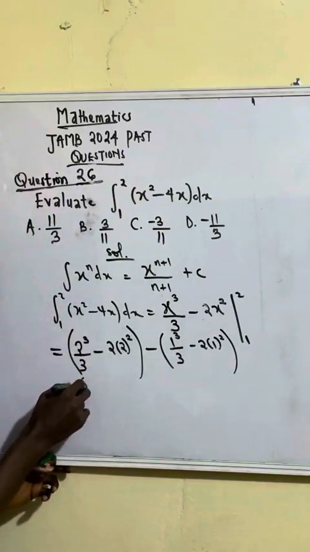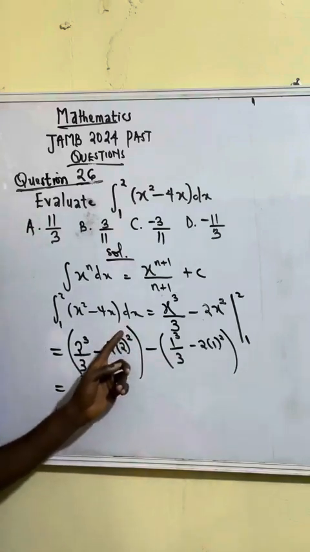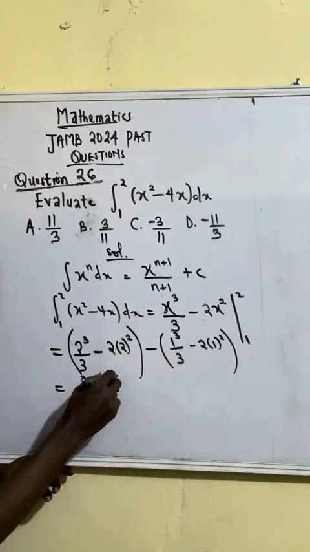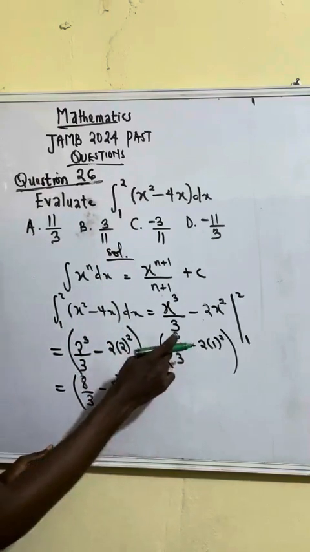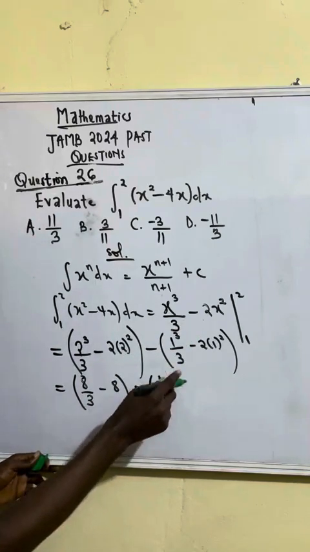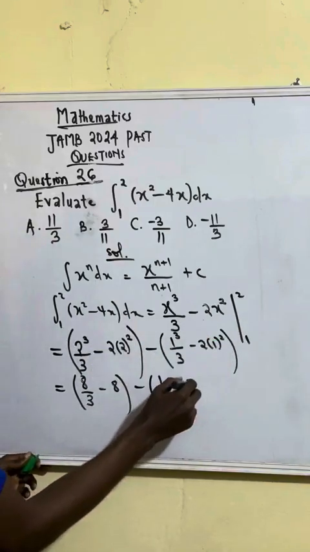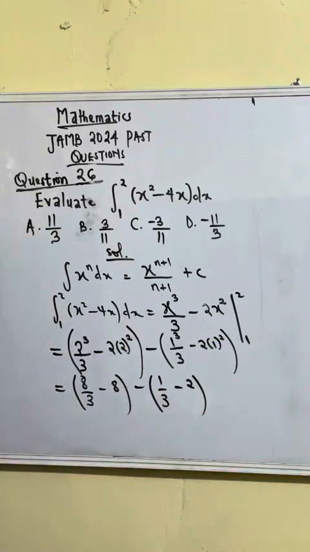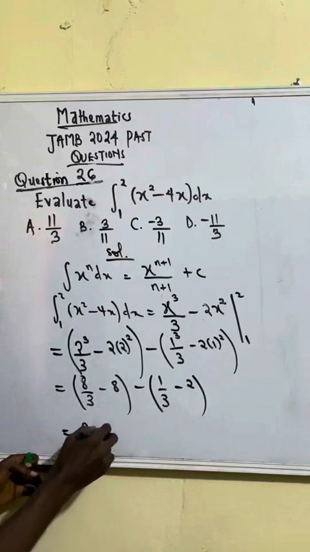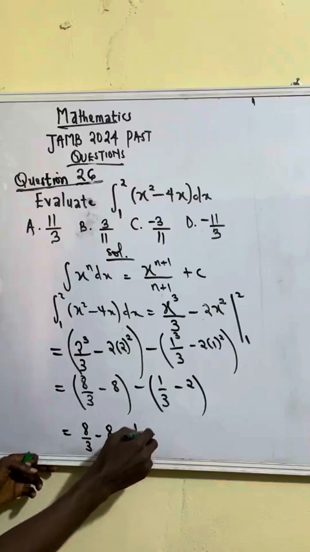2 raised to 3 is 8, over 3, minus 2 raised to 2. You have to do that first. 2 squared is 4, times the 2 that we have outside. That will give me 8. Now, we open this bracket. This will give me 1 cubed, that is 1 over 3. Then minus 2, 1 squared is still 1, times the 2 that we have. So the next thing is to open this bracket and simplify. Let's say 8 over 3 minus 8 minus 1 over 3 plus 2.